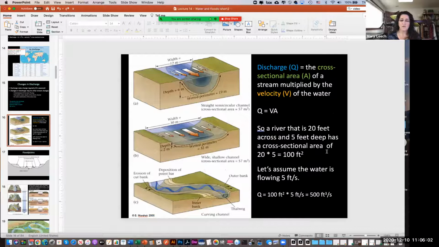Okay, the discharge. So here's how you work it out. And it's not so simple, right? Because this is a curve. This is a weird shape. And to calculate the area of this, you kind of need calculus. Anyway, that's not necessary. We can just estimate, right? It's good enough for our purposes.